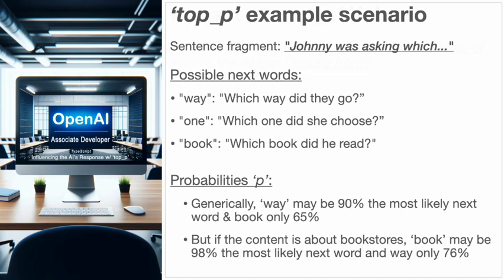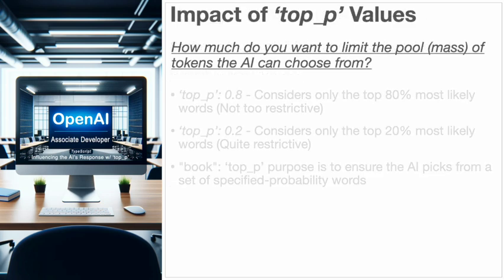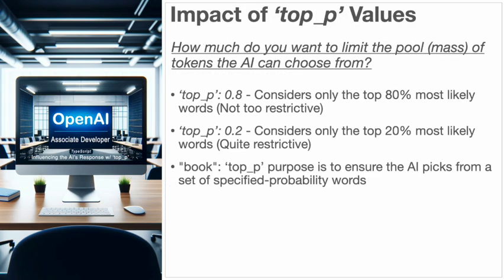With the discussion of probability of choices, this is where top P comes in. If you set top P to 0.8, the AI will only consider the top 80% of the most likely next words. This means it will focus on a larger pool, i.e. mass, of probable and relevant choices. However, if you set top P to 0.2, the AI will only consider the top 20% of the most likely next words, making it even more focused and deterministic.